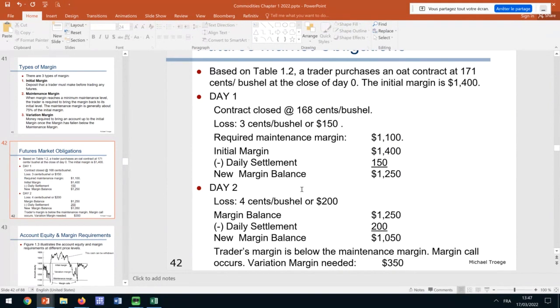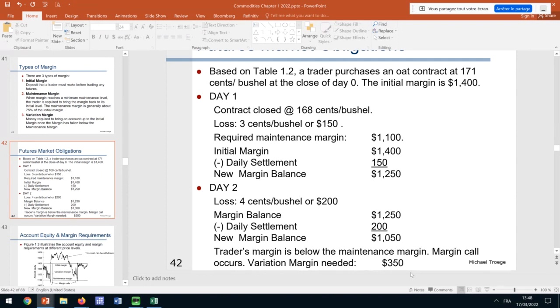Now, if on the next day the prices continue to decrease, so here they decrease by 4 cents, I will lose another $200 on my contract, which means that now I only have $1,050 in the margin account, and that's lower than the maintenance margin. So now I have to put back some money, and I will have to add a variation margin. In this case, the variation margin is 350, so that you are getting up to the initial margin again. Not always the case. Sometimes you have to put in less. So these rules are quite complicated, but that's not really important.